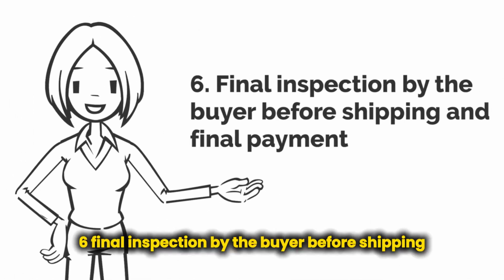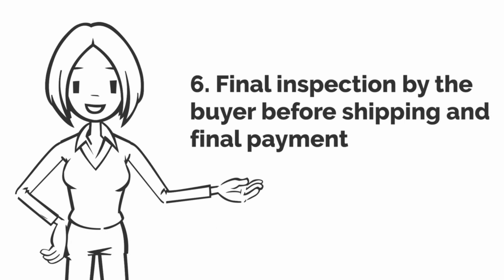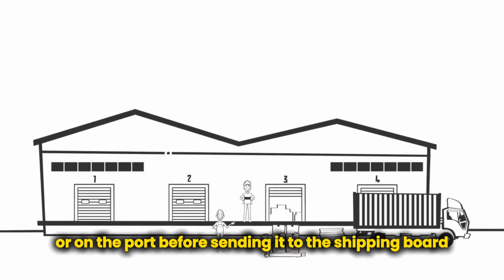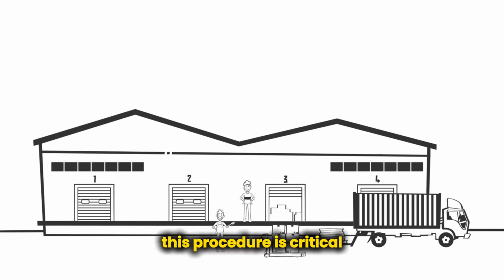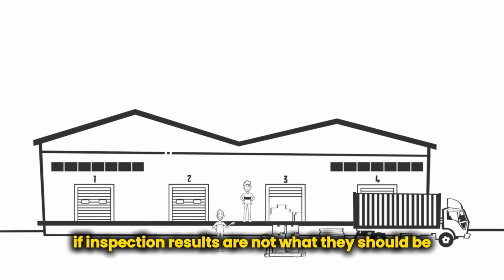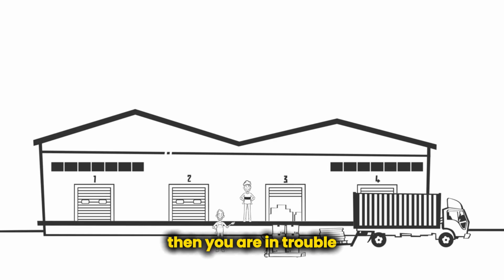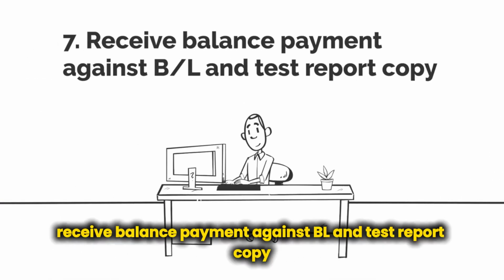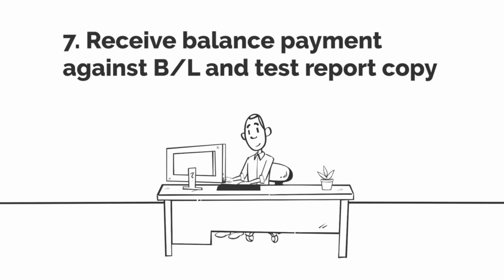6. Final inspection by the buyer, before shipping, and final payment. Final inspection will be done at your warehouse or at the port before sending it to the ship. This procedure is critical. If inspection results are not what they should be, then you are in trouble. 7. Receive balance payment against BL and test report copy.